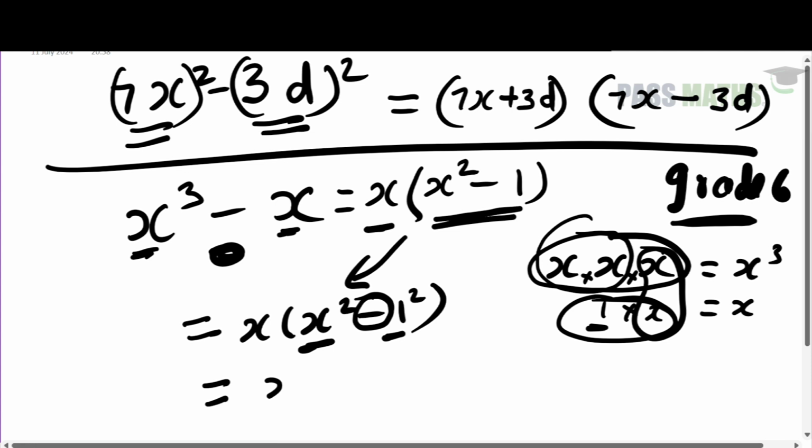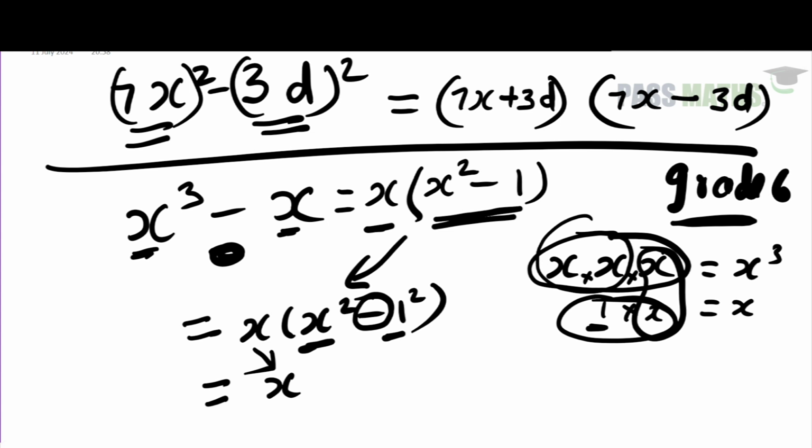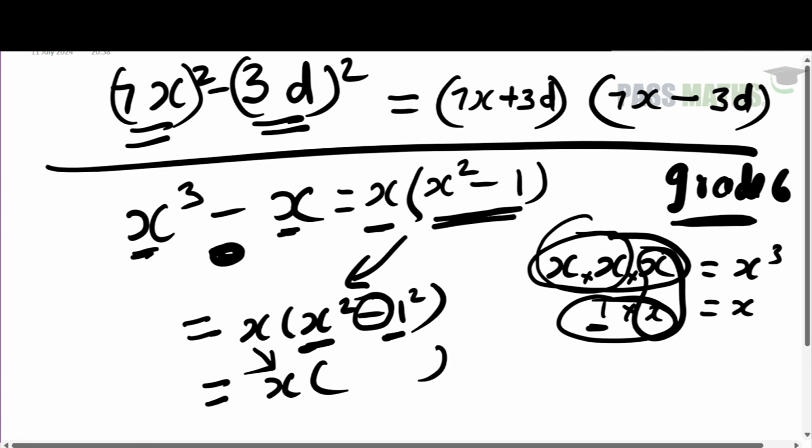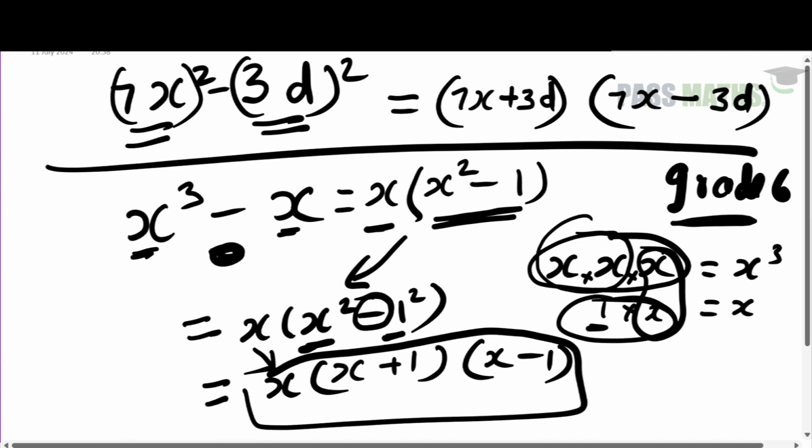The next step will be x just copied, because we can't factorize x anymore. x is x. You can say 1x, but x is x. We don't have to write 1 times x. Then x squared minus 1 will be 2 brackets first, x, 1, plus and negative. Done. So these are the factors of x cubed minus x.